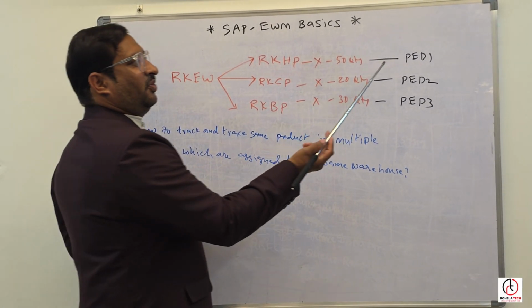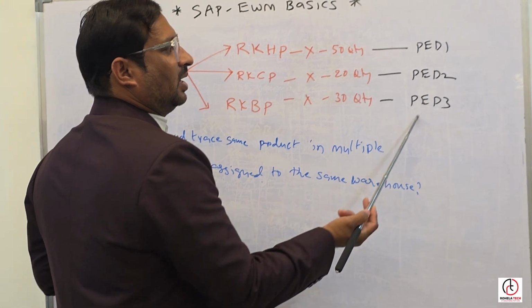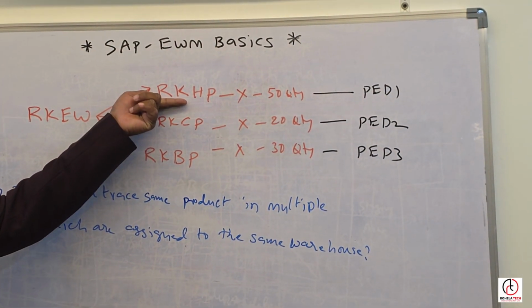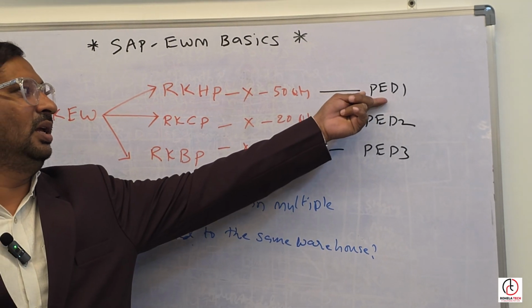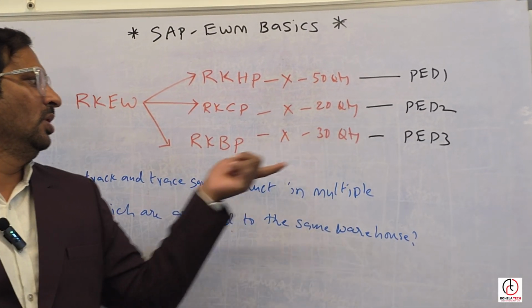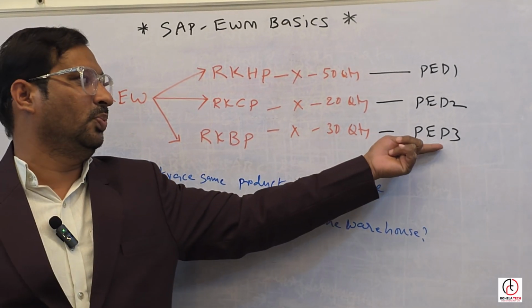So we can differentiate through multiple party entitled to dispose, guys. So the Hyderabad plant will be assigned to a PED called PED1, then Chennai will be assigned to PED2, Bangalore will be assigned to PED3.